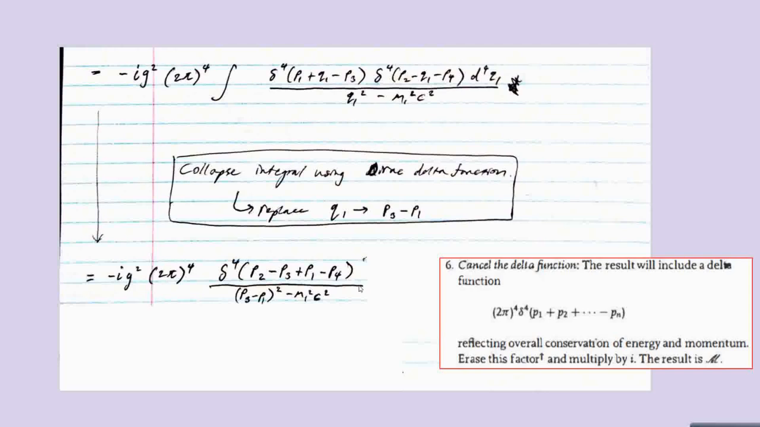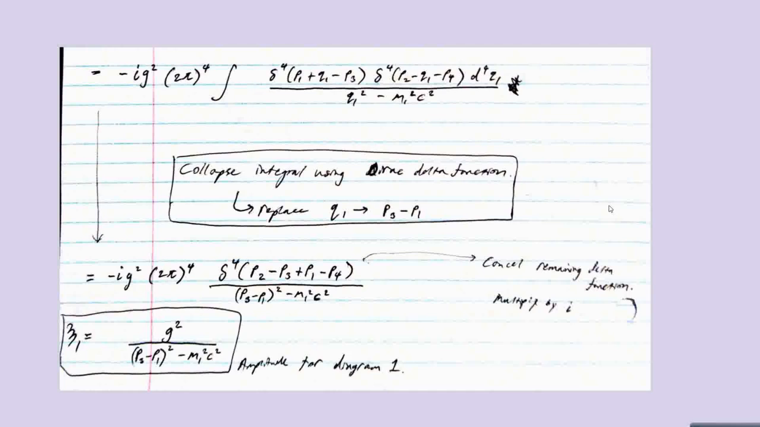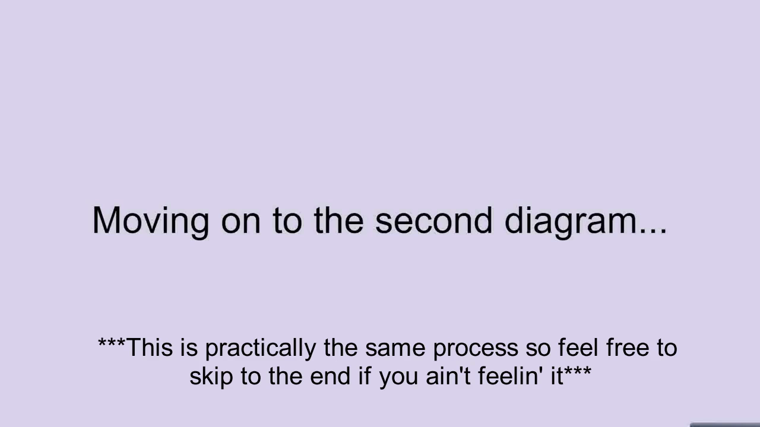As we can see in the numerator of our expression, there is indeed a remaining delta function with the whole 2 pi to the 4 delta to the 4 and everything. So we're going to just erase this and then multiply our remaining expression by i. And that's it. We get the amplitude of the first diagram being g squared over p3 minus p1 squared minus m1 squared c squared. Nice. Okay, so now let's move on to the second diagram.